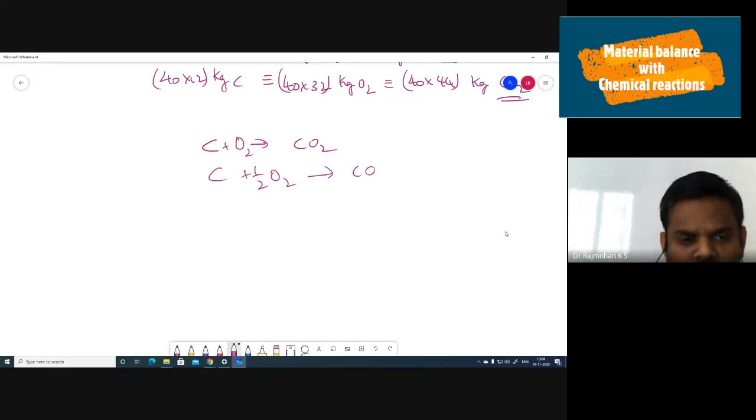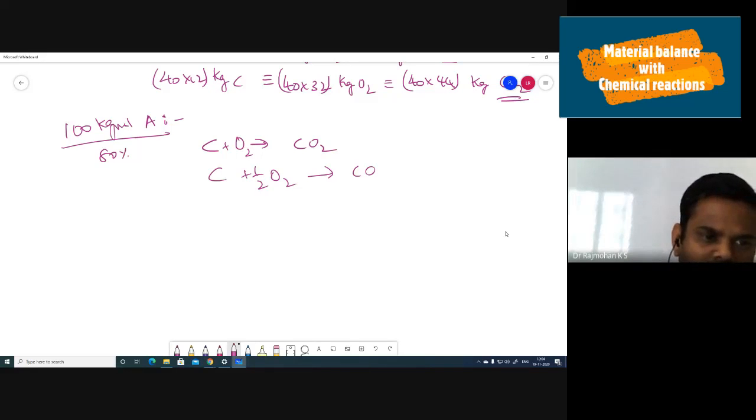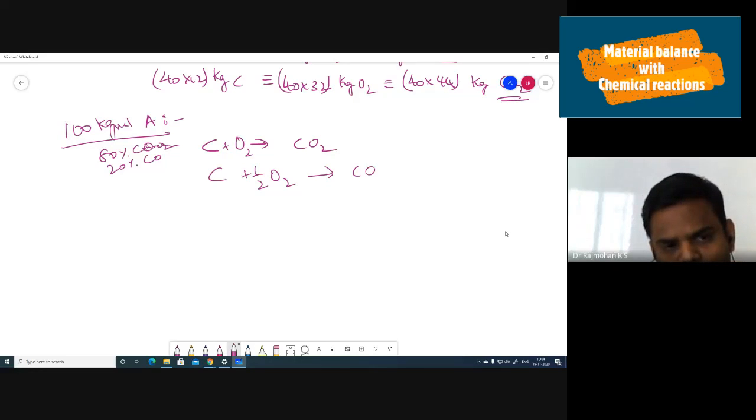So if it is given like this, and it is given that there are 100 kg mole of A, in that 80% conversion, we will say 80% CO2 is formed and 20% CO is formed. So in that case, we have to consider both reactions. Okay, so how to proceed?